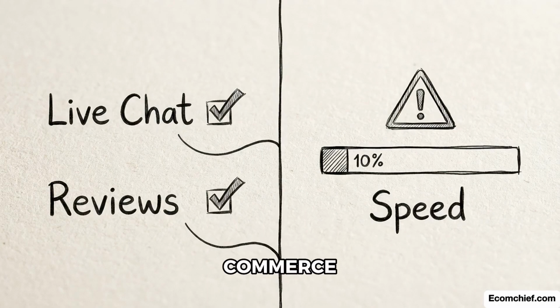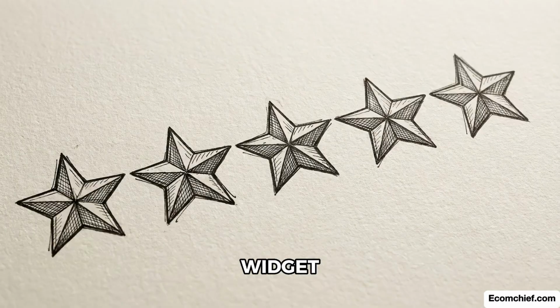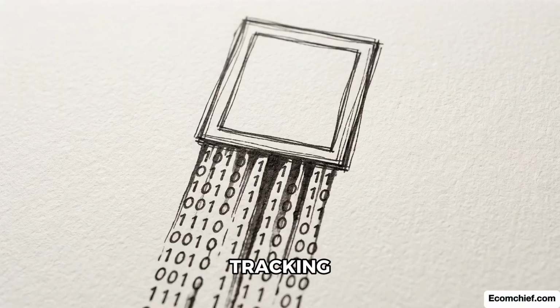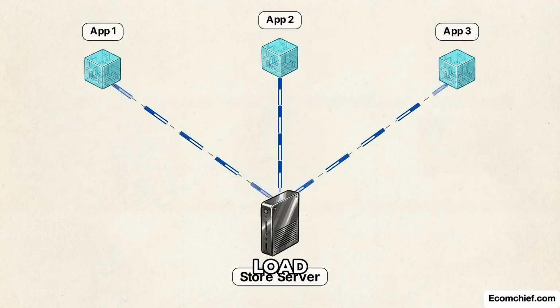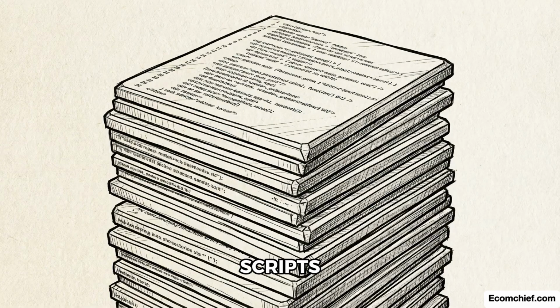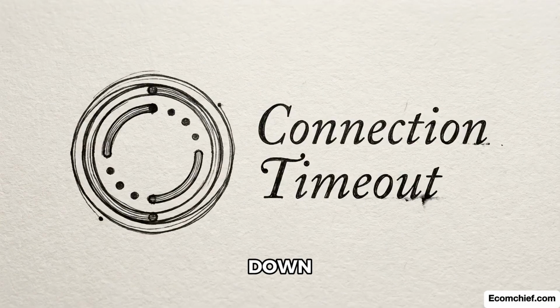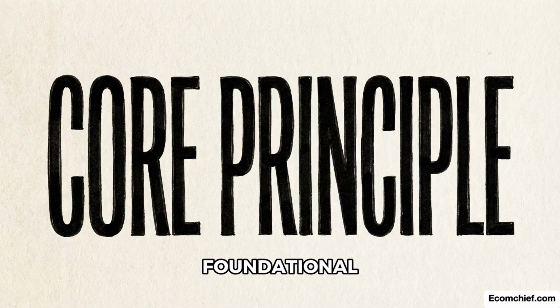Every piece of e-commerce technology forces a compromise. You are constantly trading raw site performance for extra functionality. A new product review widget, a countdown timer, a tracking pixel. Each one requires independent server requests to load. Stack enough of these scripts on top of each other, and they will drag down your website's load speed to a crawl.